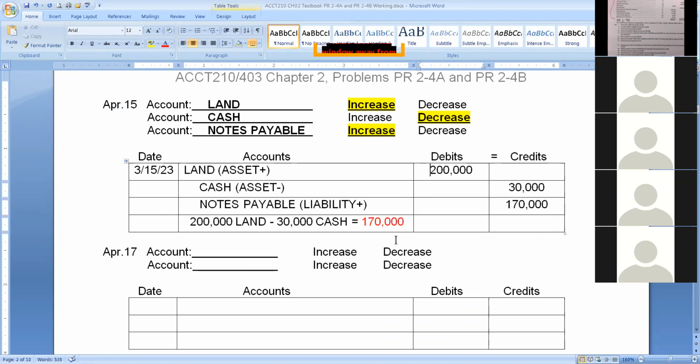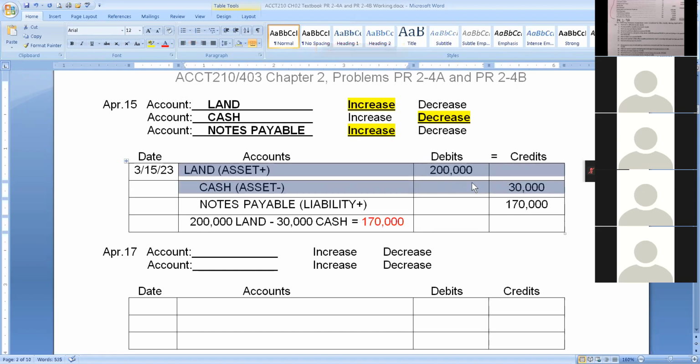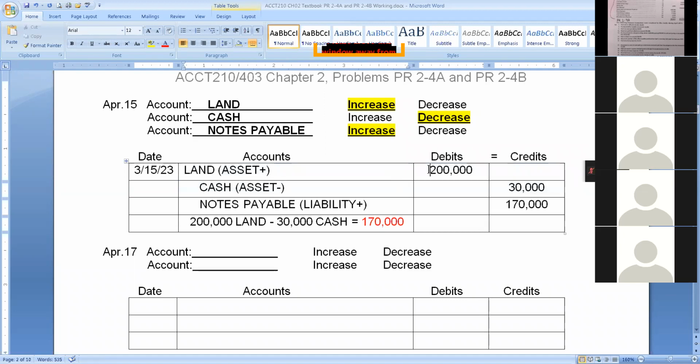Did they go up by 200,000? Actually, no. The land went up by 200,000, but then we subtracted out 30,000 cash. So assets, these two are both assets, actually only went up by 170,000. And notice on our balance sheet, if assets go up by 170,000 and liabilities go up, it must be by the same amount. So this is assets going up, assets going down.